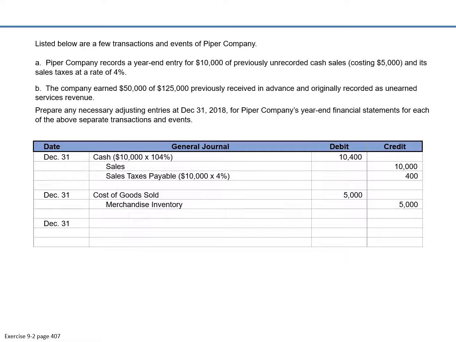Then in part B, the company earned 50 of their 125 previously unearned services revenue. So we're going to reduce our unearned services revenue. We do that with a debit, and we're going to do that for $50,000, and we're going to record service revenue earned of $50,000 with a credit.